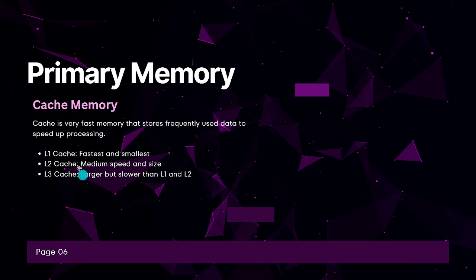And as we saw here, there are three levels. The L1, the fastest, and the L2 is the medium, and the L3 is the larger but the slower. So the cache actually helps improve overall system speed. So it's helping our computer to be faster with tasks and processing. This is about cache memory.